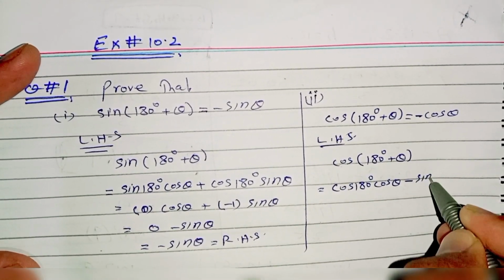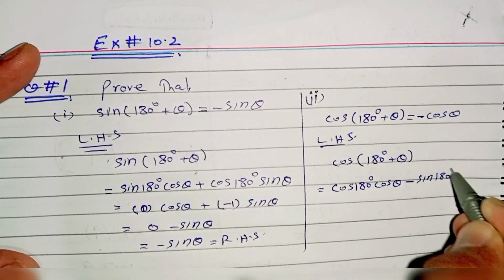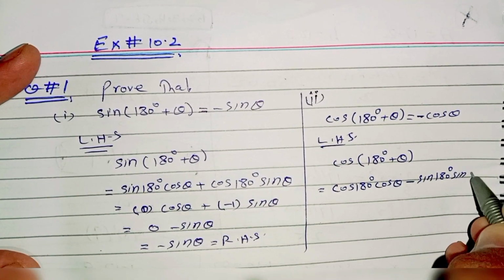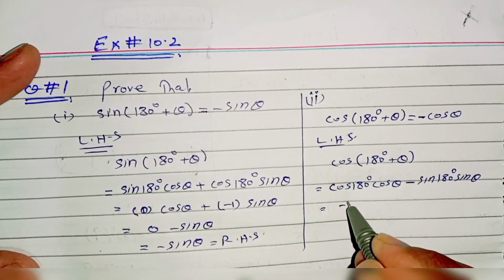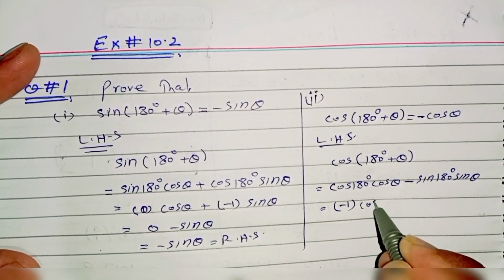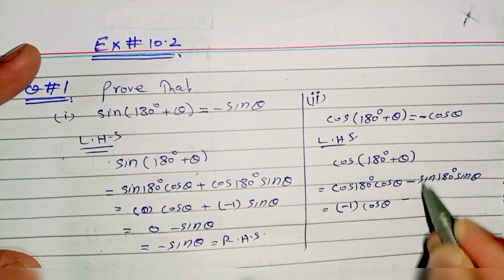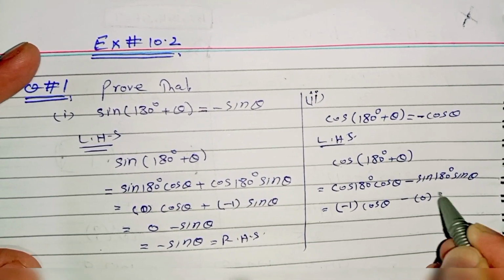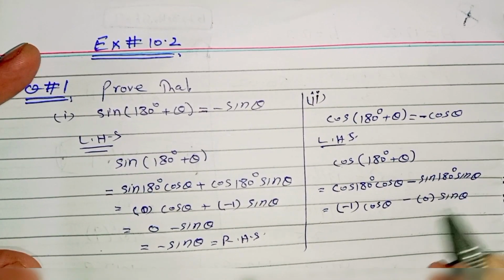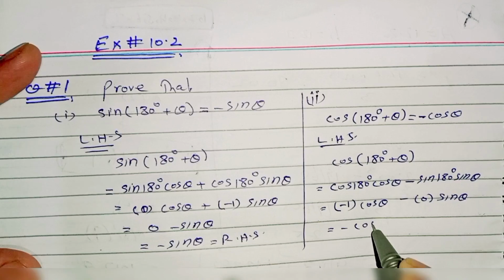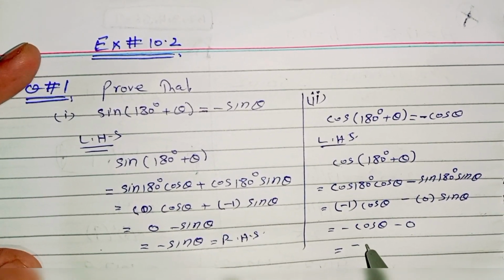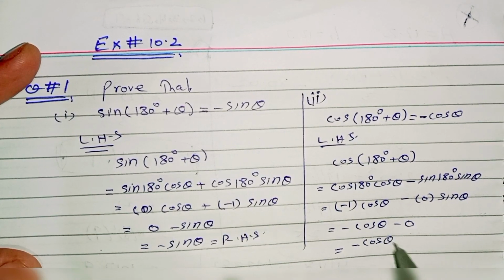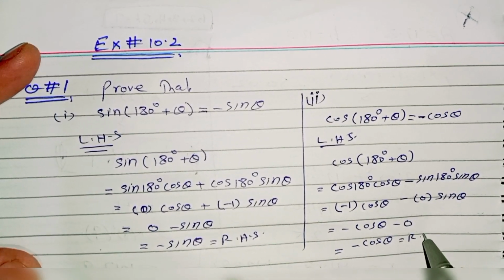Sin 180 degree sin theta. We know that cos 180 degree is minus 1 multiplied by cos theta, and sin 180 degree is equal to 0 multiplied by sin theta, which is equal to minus cos theta minus 0, which is equal to minus cos theta as required on right hand side.